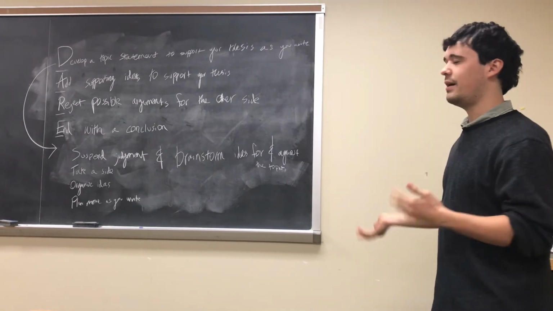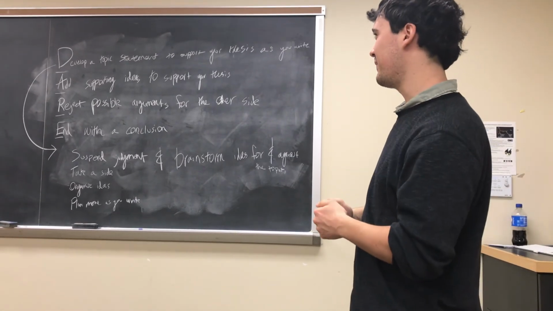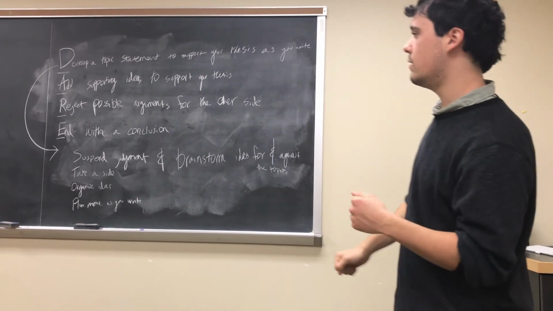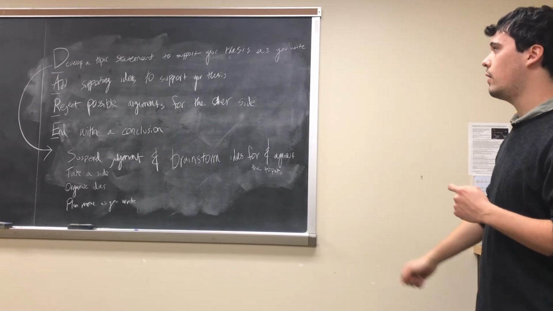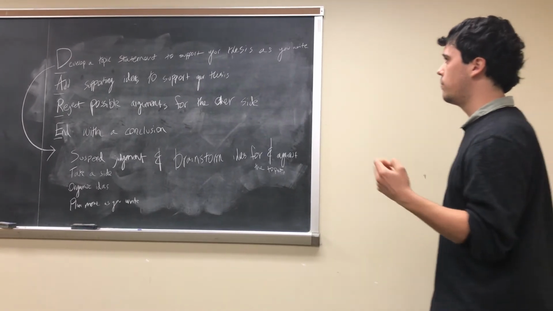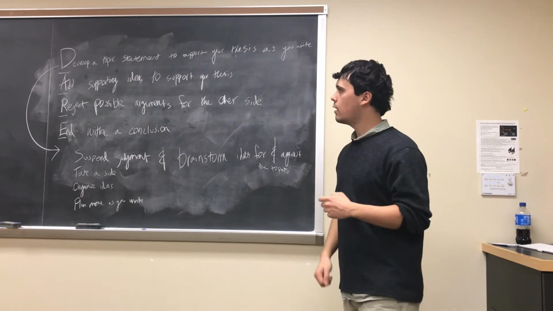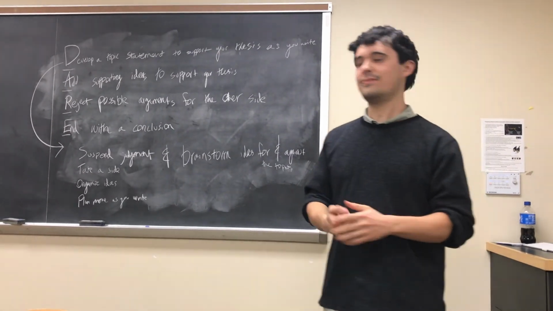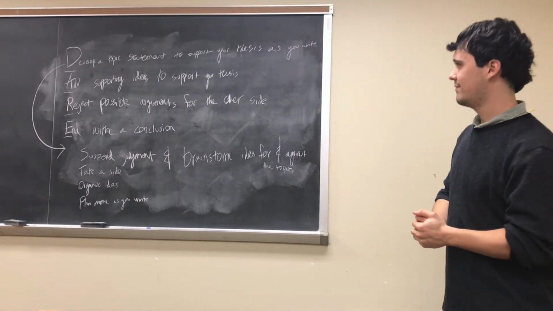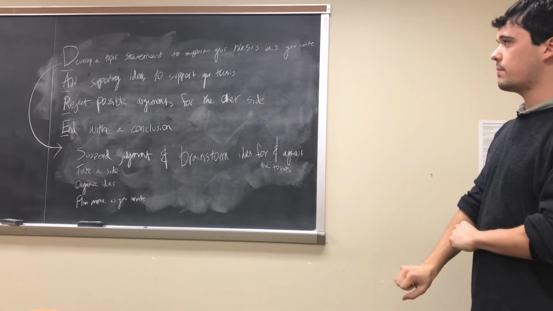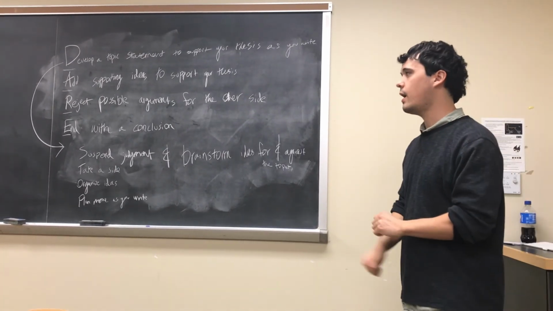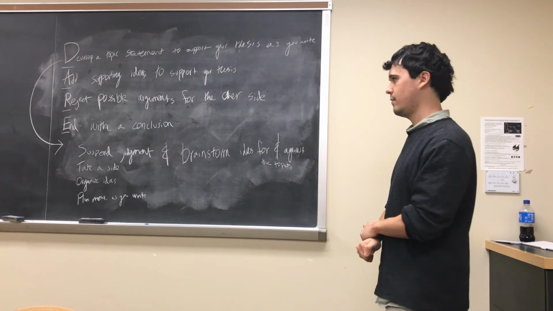Maybe I'll say the first line and they can say the second one. So first we have D, develop a topic statement to support your thesis as you write. A, add supporting ideas to support your thesis. And then we have R, reject possible arguments for the other side. E, end with a conclusion. Right, so thank you, Jane.